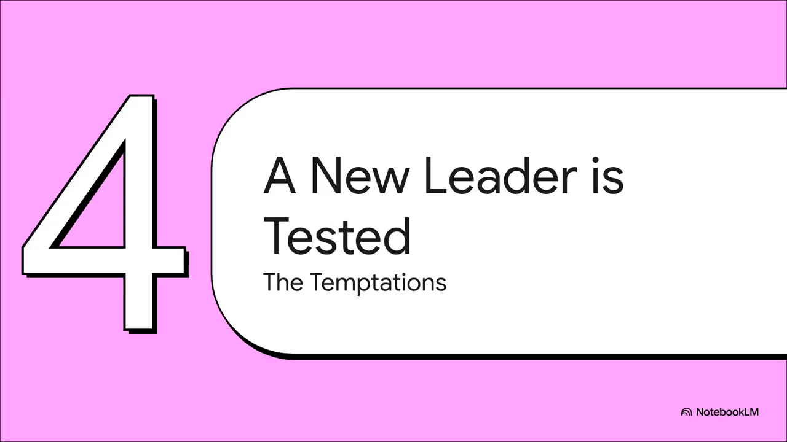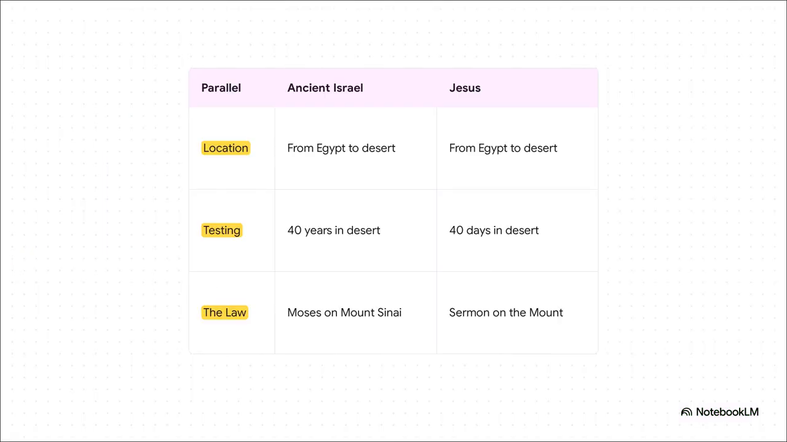Next, Matthew shows this new king undergoing a trial that basically mirrors the entire history of his people. After his baptism, Jesus is led into the desert for 40 days, which is meant to remind us of Israel being tested in the desert for 40 years. This slide just lays out the parallels so clearly. Jesus is essentially reliving the story of Israel. But here's the key. Where Israel failed its tests in the desert, Jesus succeeds. He's being presented as the true Israel, the new Moses, the one who is finally going to get it right.